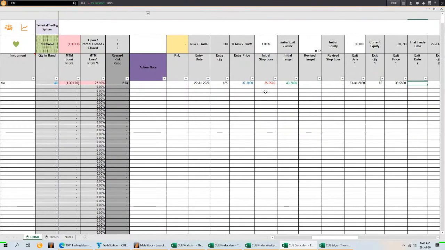Once I exited the initial position, what is my revised target? I'm going to keep the same initial target because I exited at RRR1. So the revised target I will keep the same, 43.7. And now I have to decide: do I leave the stop loss at the original stop loss, or do I move it?